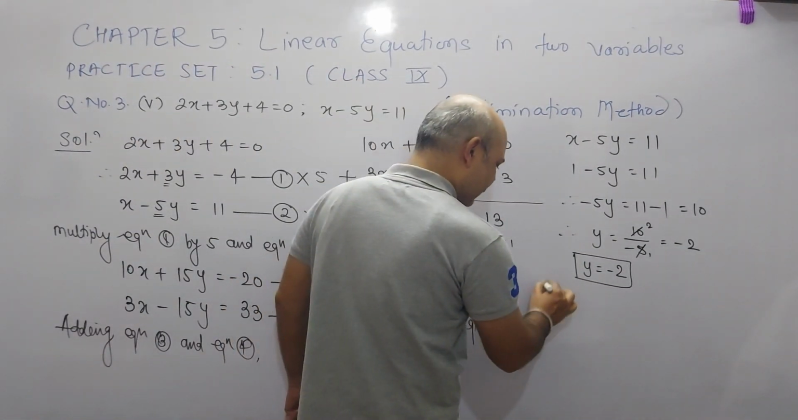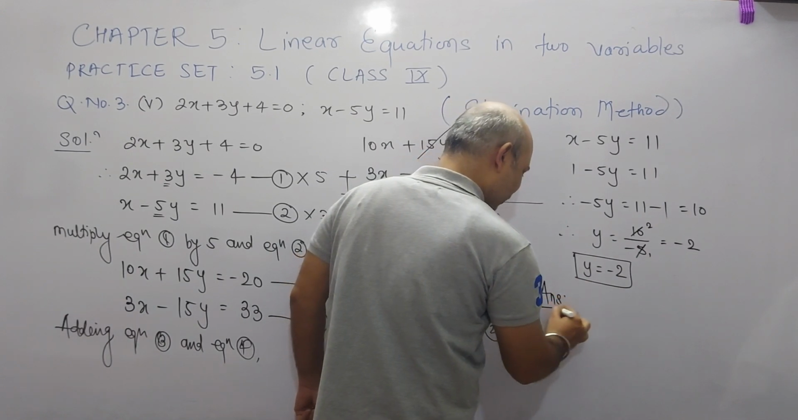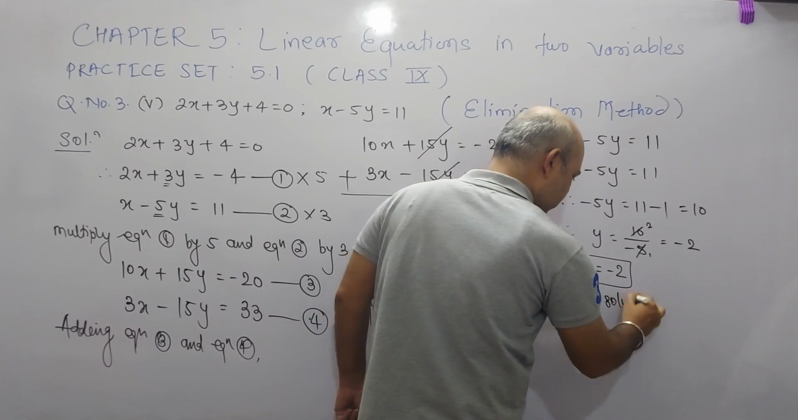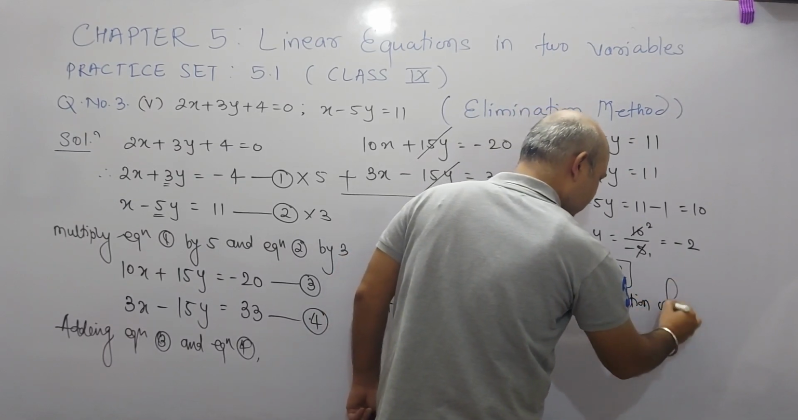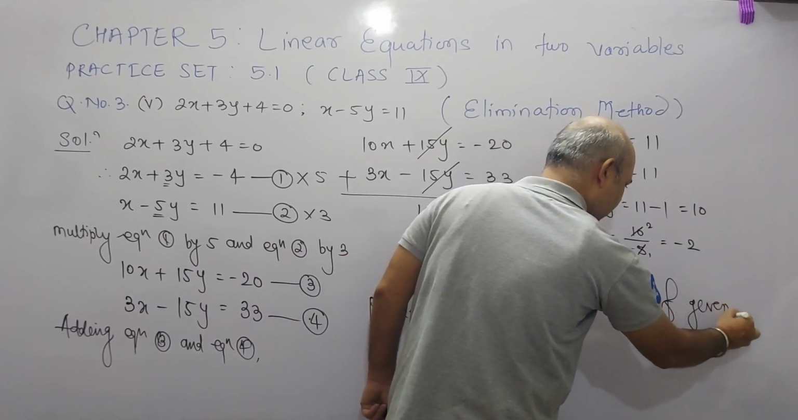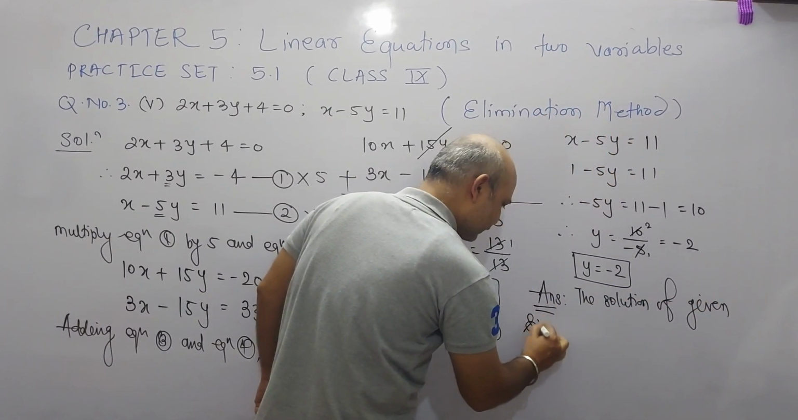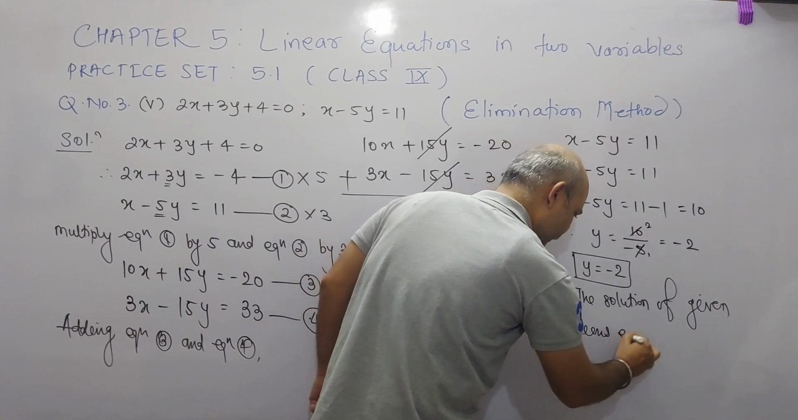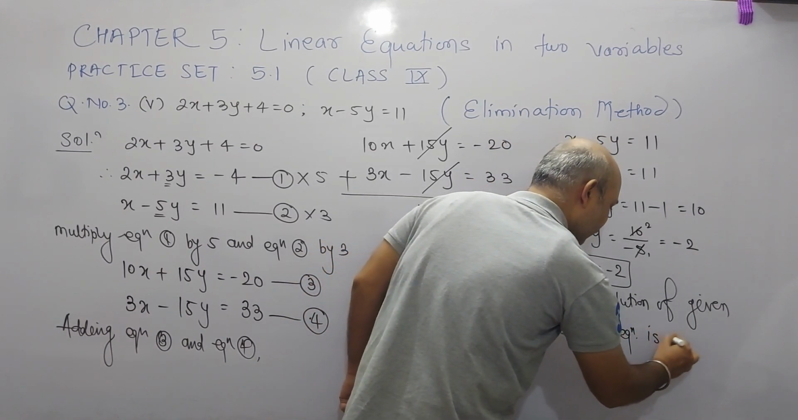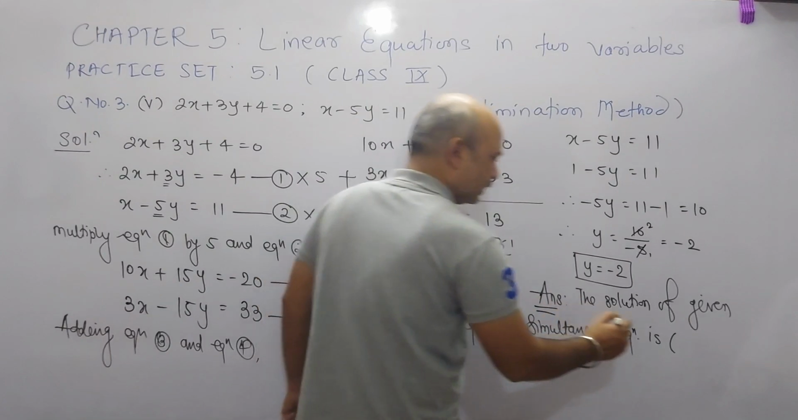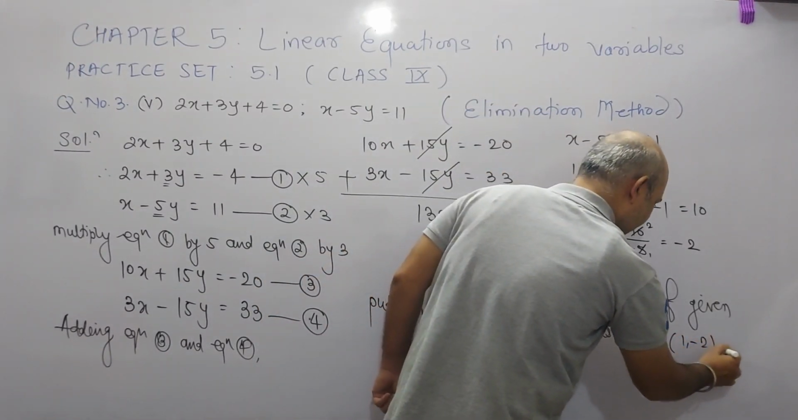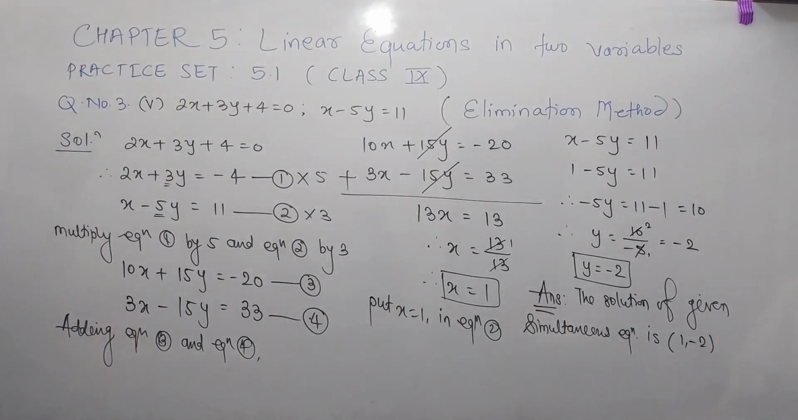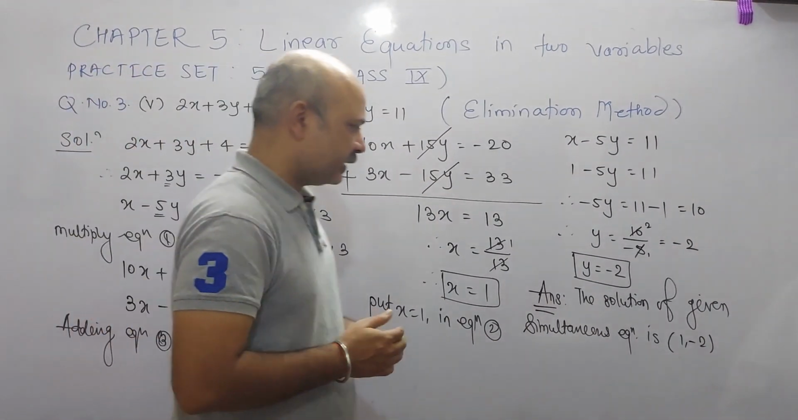And then finally we write the answer. You have to write the answer always. The solution of the given simultaneous equation is x is 1 and y is minus 2. Clear? Yes, sir. Have you understood? Yes, sir. So okay students, write down.